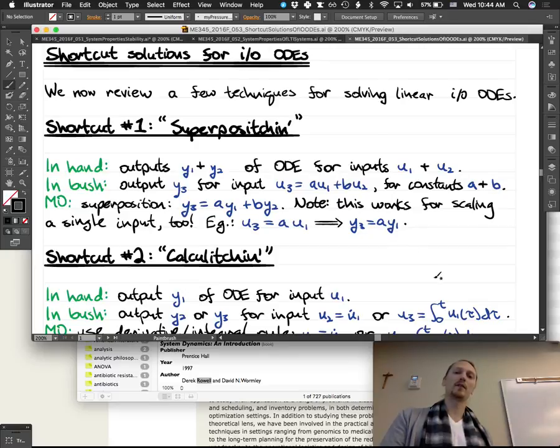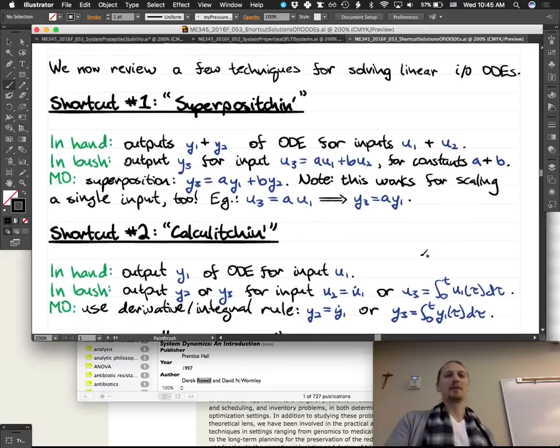So note this works for scaling a single input too. If you scale the single input by a, you get the output scaled by a. Okay? So I kind of boiled it down. I just felt like maybe this would be helpful.